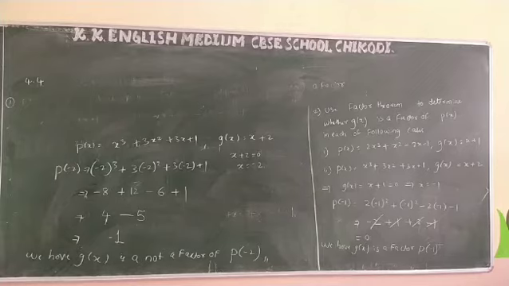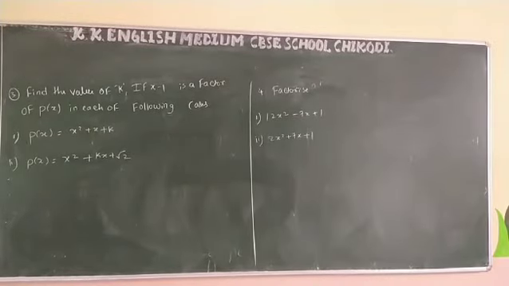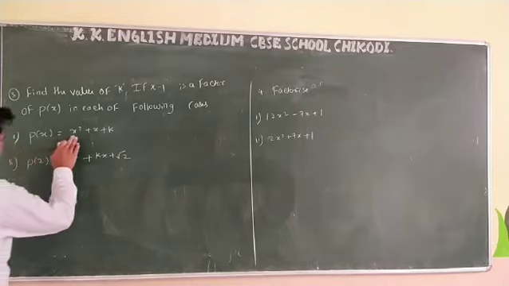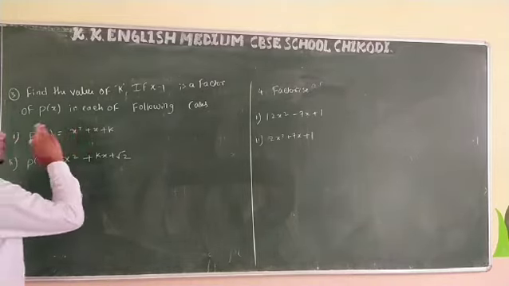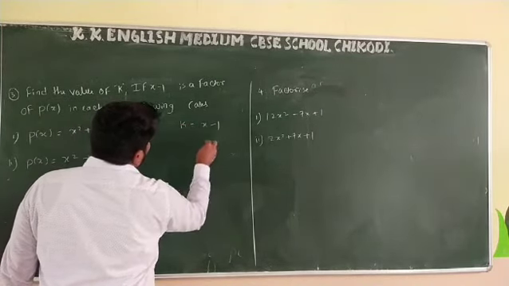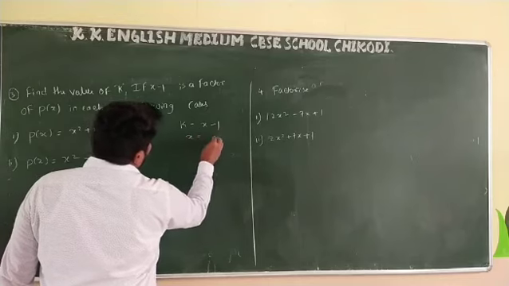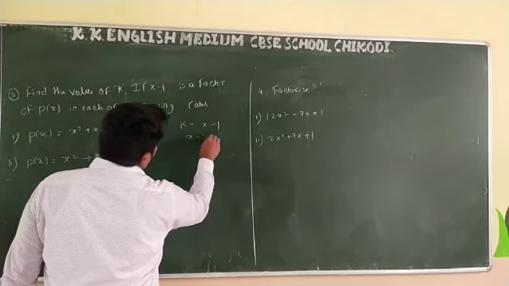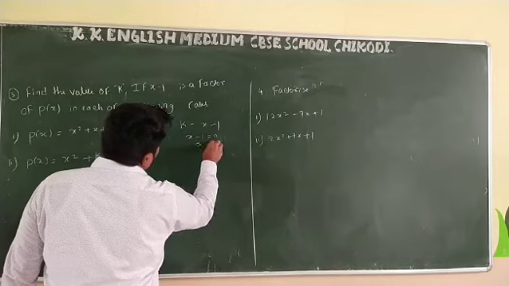So now we come to exercise number 4.4, that is the third main. Find the value of k if x minus 1 is a factor of p of x in each of the following cases. First one, p of x equals x square plus x plus k. So x minus 1 equals 0 and x equals 1.